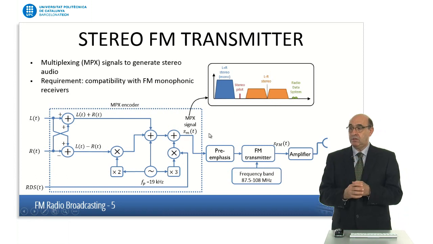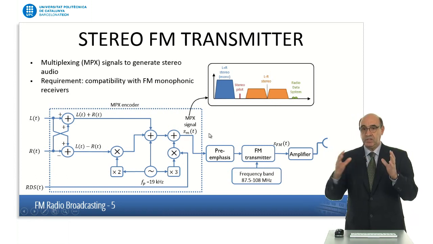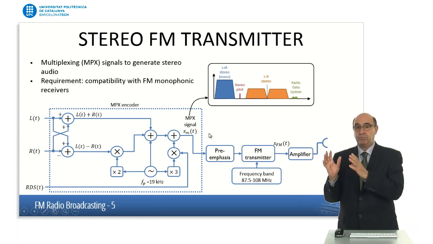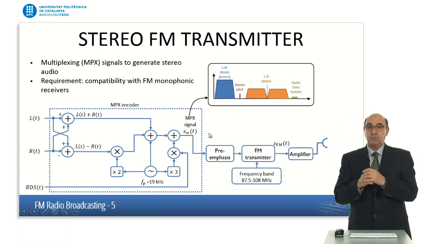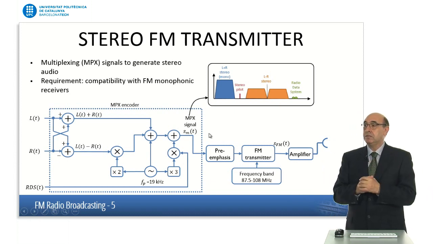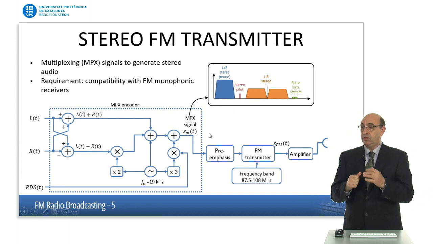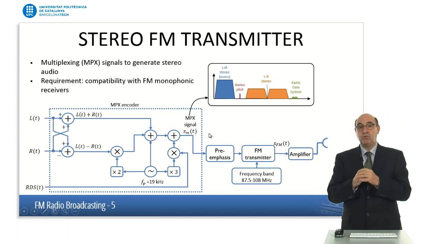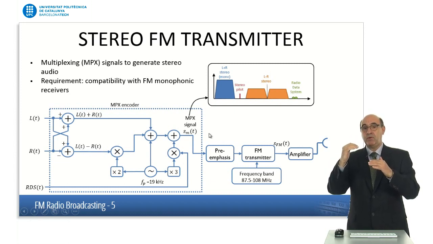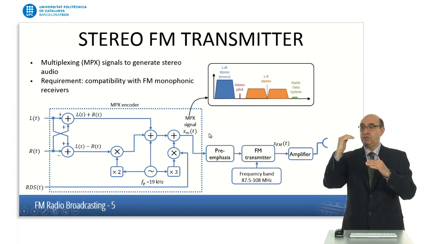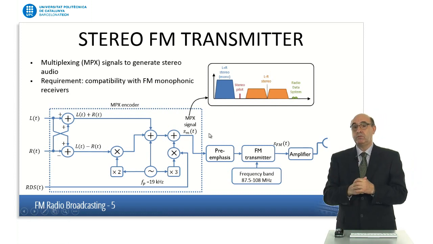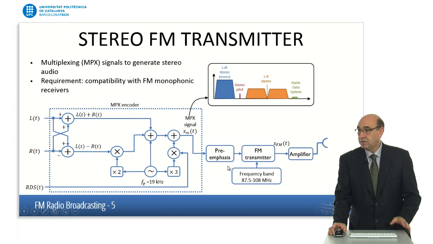Noise in those receivers will increase as the frequency increases. That means that the treble part of the audio signal will be heard with more noise than the bass part of the signal. So what we do here is emphasize, increase before transmission the power level of the upper frequencies of the audio signal, the treble, if you want. And then we send this through the air. So we modulate the transmitter and we send it.